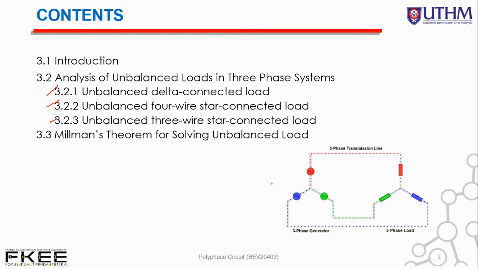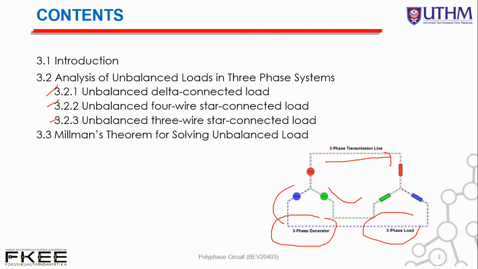So back to the illustration over here. The three-phase system transmission line is illustrated here, starting from the three-phase generator to the three-phase load along a transmission line. So we have transmission line number 1, transmission line number 2, as well as transmission line number 3 to make up this three-phase system. All right.